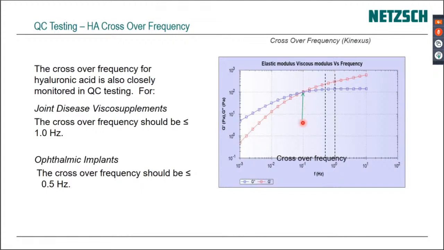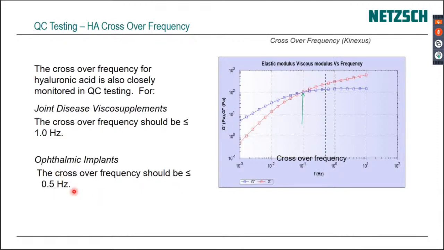And so they say for checking if the material is going to be high enough molecular weight, you need to have a crossover frequency of your elastic and viscous modulus below 1 hertz. That would make it high enough molecular weight. And in this case, we've got 0.1 hertz. So this is actually very, very much stiff enough.